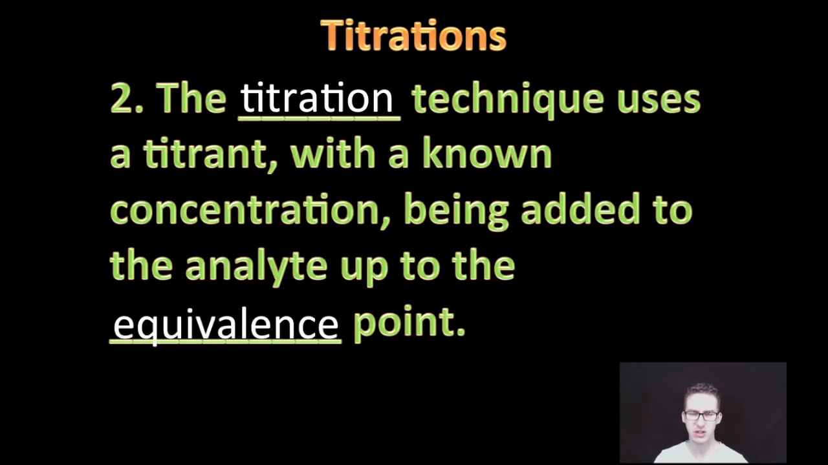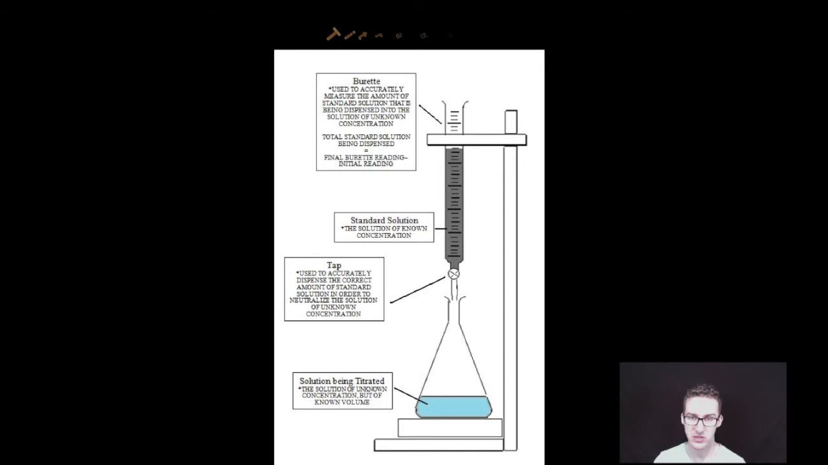And then the other technique we're going to talk about here and work with in class quite a bit is titrations. And again, a titration is just a technique that uses a titrant, something with a known concentration that you add to an analyte up to the equivalence point. So here's a quick image of a titration setup where you've got your burette that contains your titrant, the thing that has the known concentration, and your analyte here of unknown concentration in the flask beneath it. Then you'll add the titrant to your solution here in the flask until you reach the equivalence point.